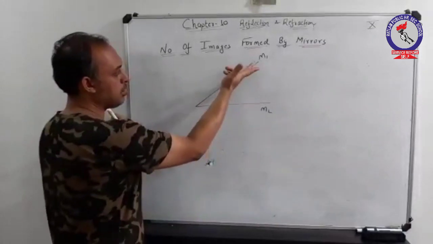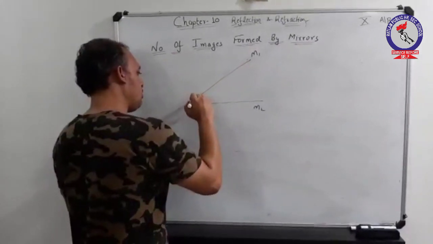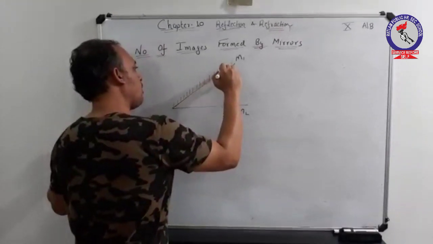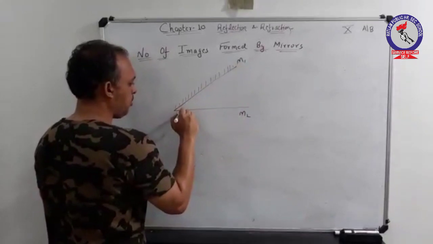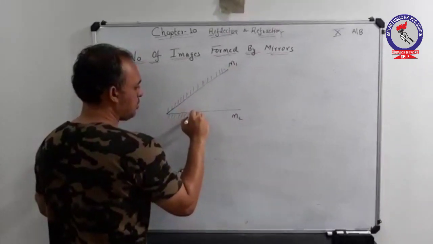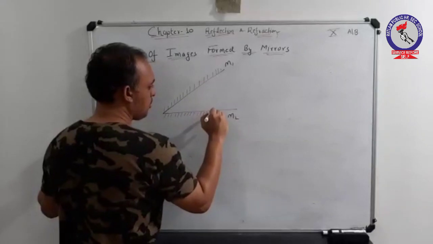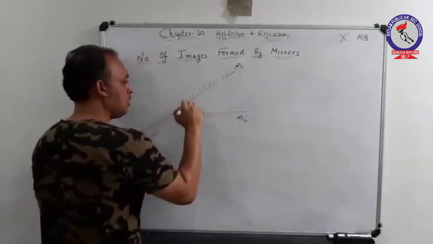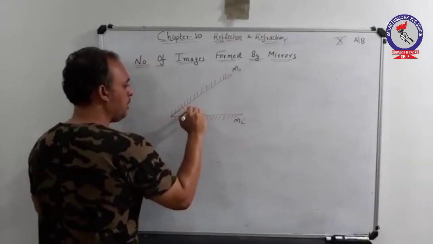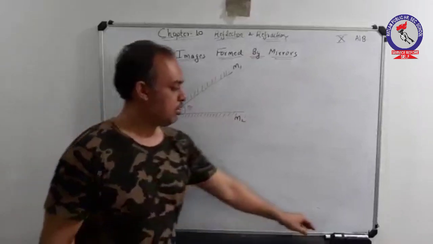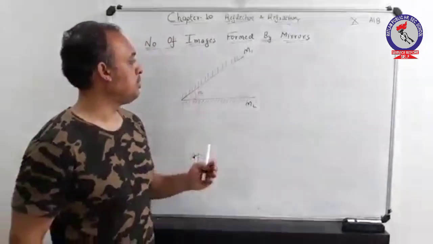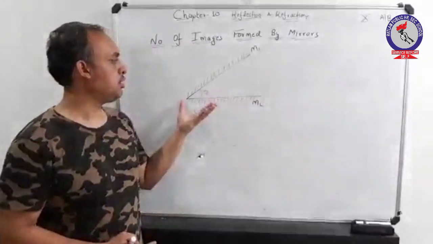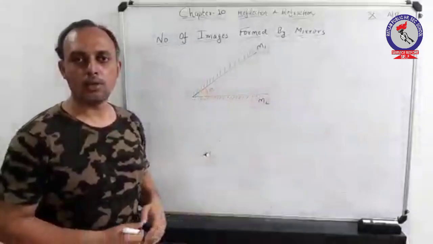Consider these two mirrors. This is mirror M1, polished surface, and this is mirror M2. Consider the angle between the mirrors as theta. As you observe, the two plane mirrors, one is M1 and another one is M2, are kept at an angle theta, making an angle theta with each other.